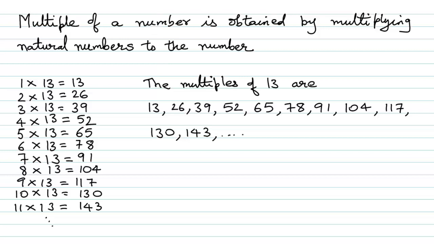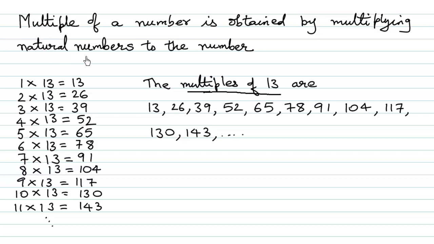For instance, if you need to find the multiples of 13, we can write down the multiplication table of 13, like 1 13s are 13, 2 13s are 26, 3 13s are 39, 4 13s are 52, 5 13s are 65, and so on. So all these numbers like 13, 26, 39, 52, 65, 78, 91, 104 are said to be the multiples of 13. And there are infinite multiples of 13.